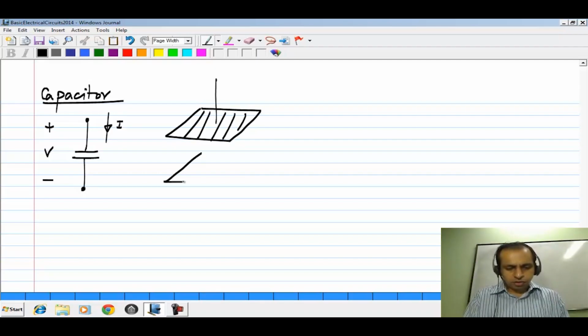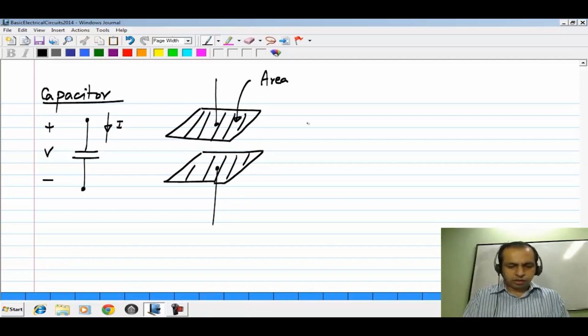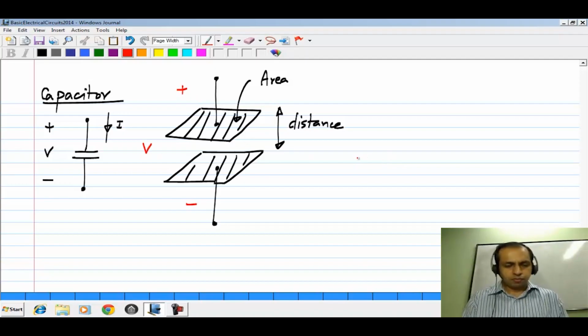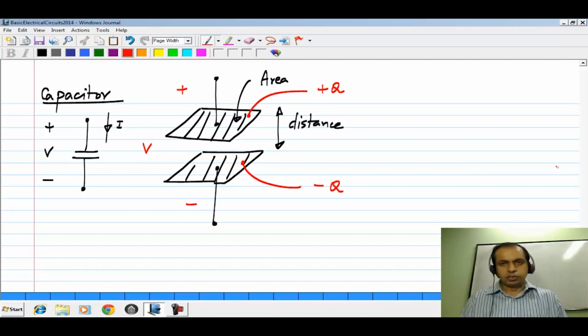consists of two parallel plates, with some area and some distance between them. And again, from basic physics, you would know that if you apply a certain voltage V between the plates, that causes a charge plus Q on the plate which is connected to the positive of this voltage V, and minus Q which is connected to the negative of this voltage V.